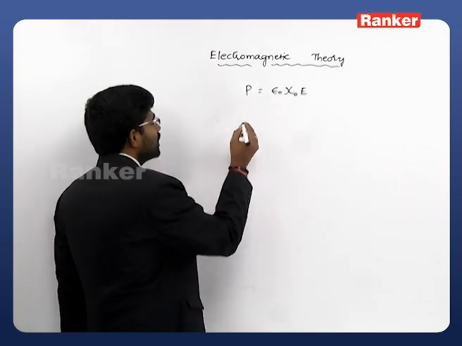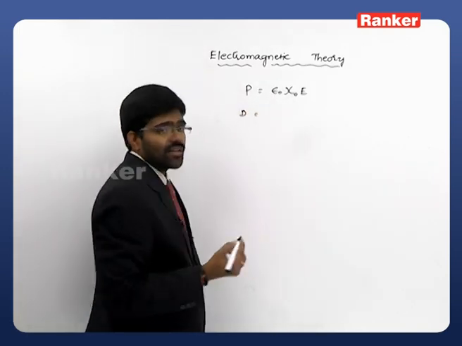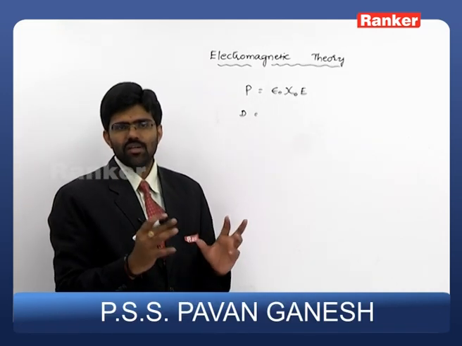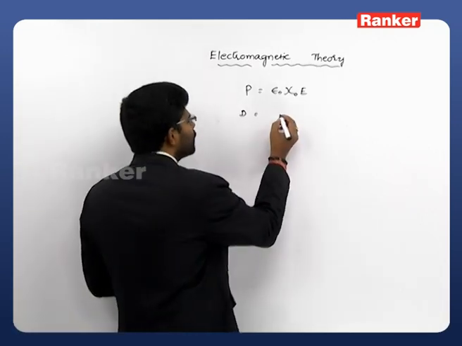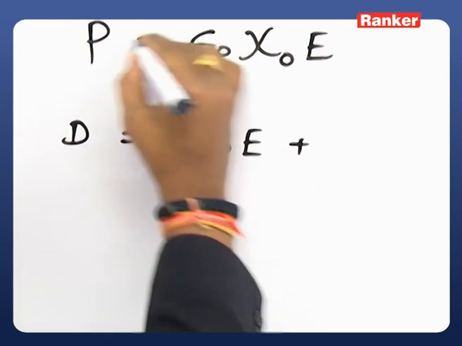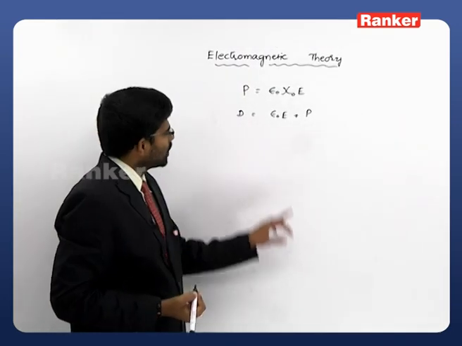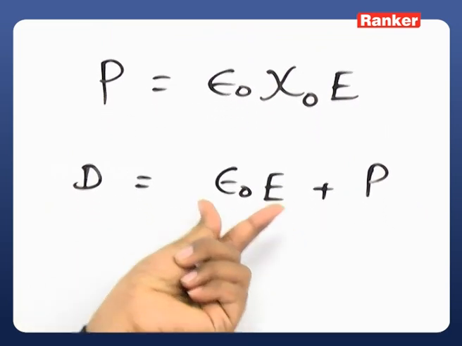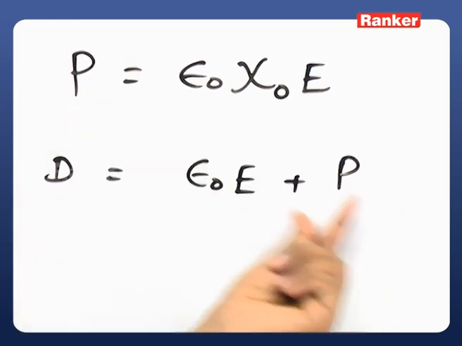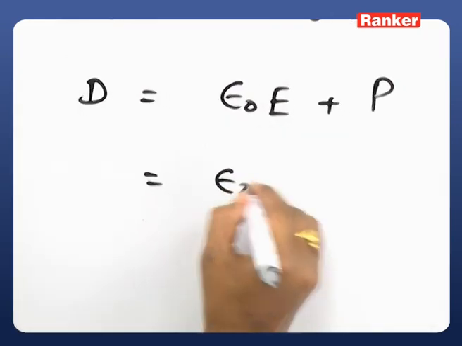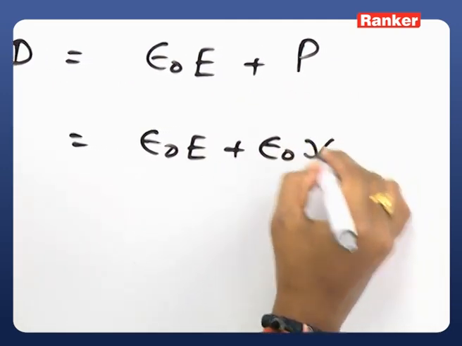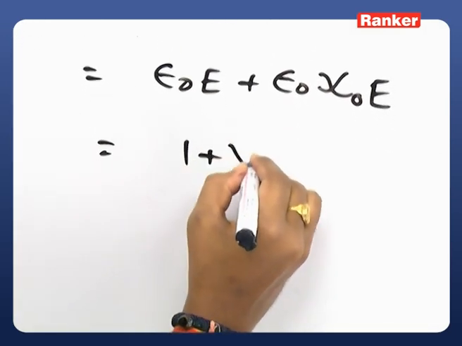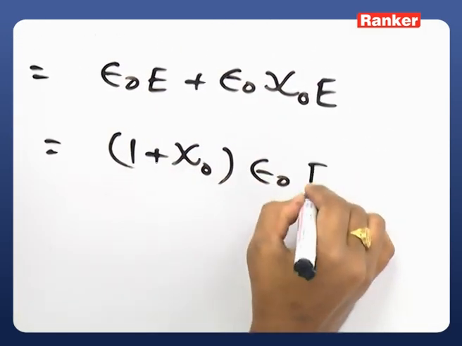Now if you are observing the electric field and the electric flux density, the electric flux density for a polarized material, not for a normal material, is the combination of the electric flux density along with the polarization. So simply, the electric flux density for any polarized material equals the normal electric flux density added with the polarization, which equals epsilon naught E plus epsilon naught chi naught E. Just rearrange this equation: (1 plus chi naught) epsilon naught E.